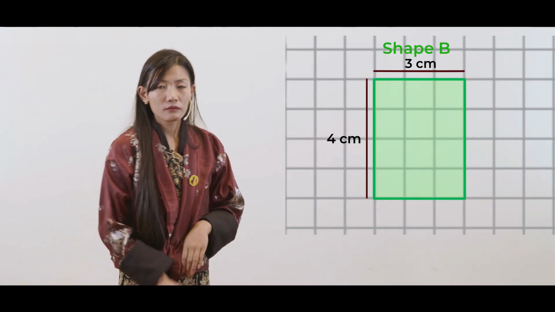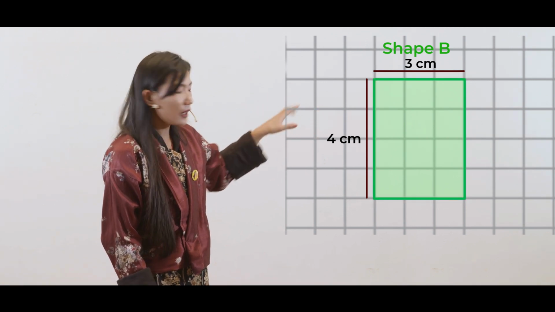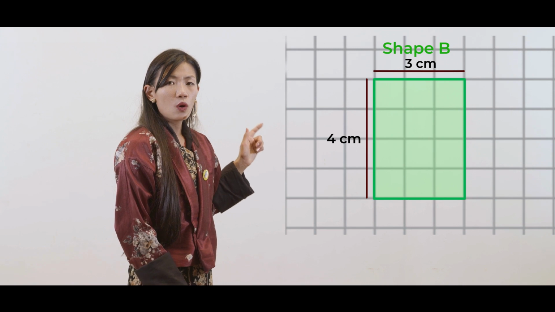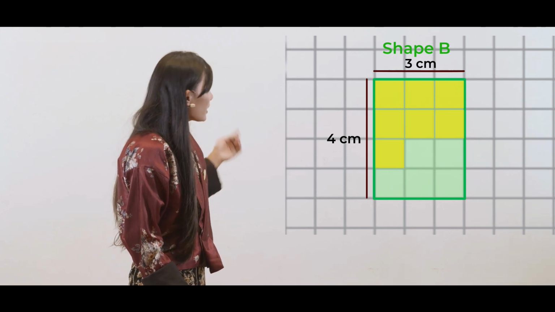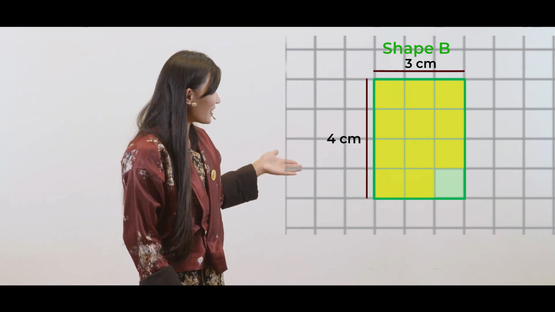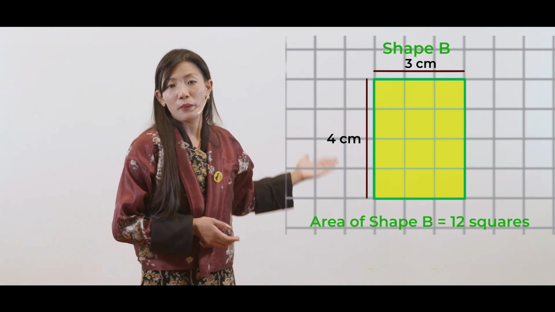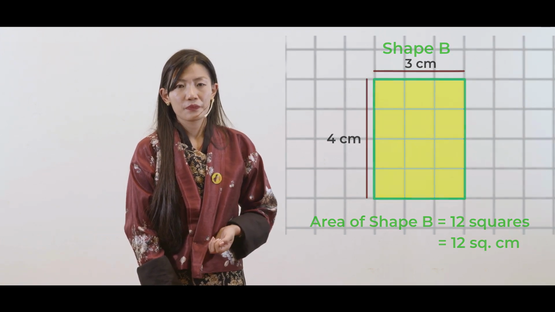Now let us try with shape B. Look at shape B. Firstly, we trace this shape on the square grid, and then we start counting the squares that are inside the shape. Okay, let us count. 1, 2, 3, 4, 5, 6, 7, 8, 9, 10, 11, and 12. So, the area of shape B is 12 squares. That is 12 square centimeters. Did you get it?